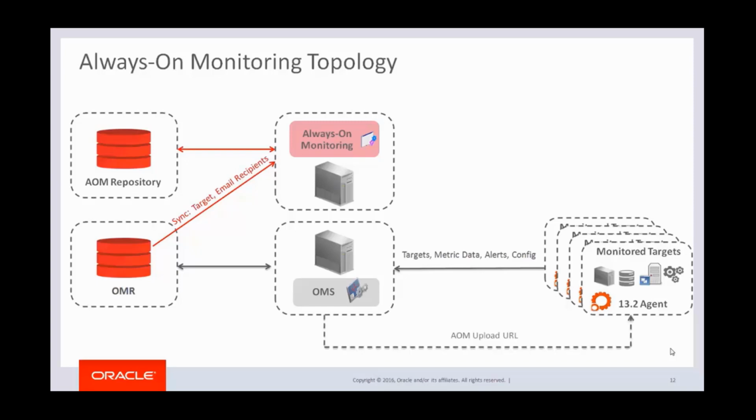There is a one-time setup you have to perform in order to have agents send alerts to AOM. Once AOM is installed and configured, you need to run a command from Enterprise Manager to upload the AOM URL to agents. Basically, this is a step to let agents know the location of AOM. So once this is done, EM pushes the URL to all agents, also to the future agents that will be deployed. So again, this is a one-time setup. And from that point, the agent will send alerts to both OMS and the AOM service.